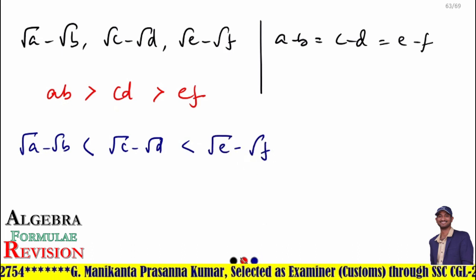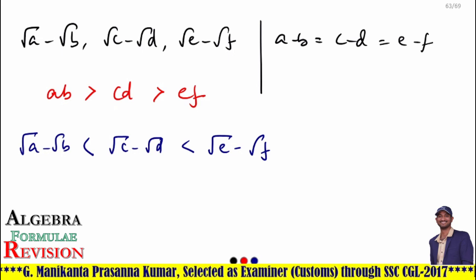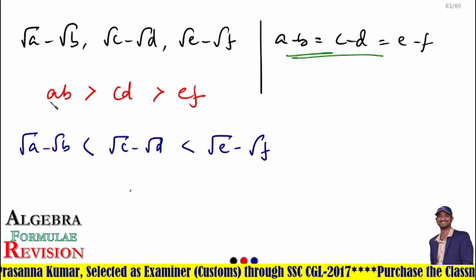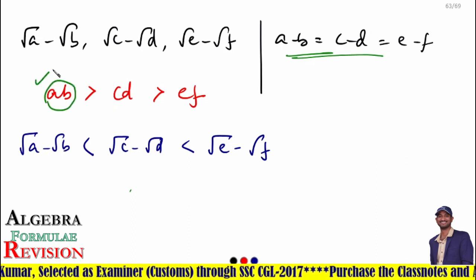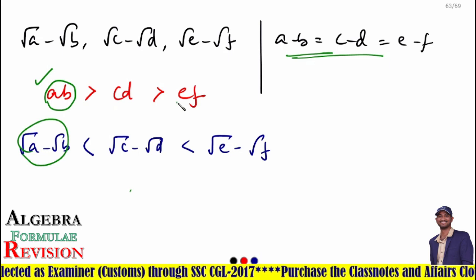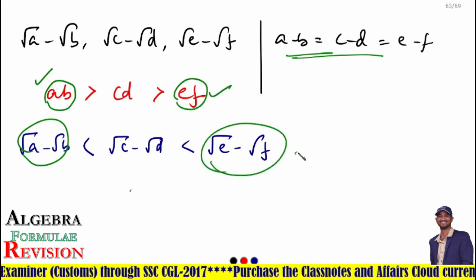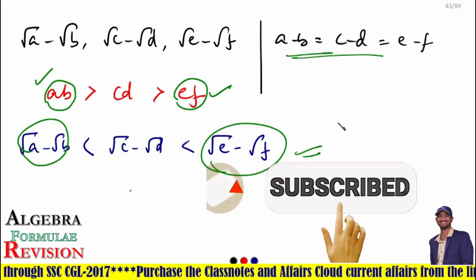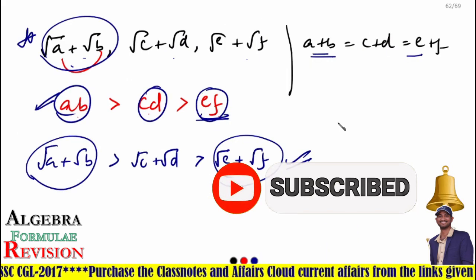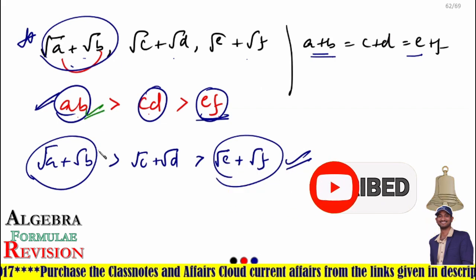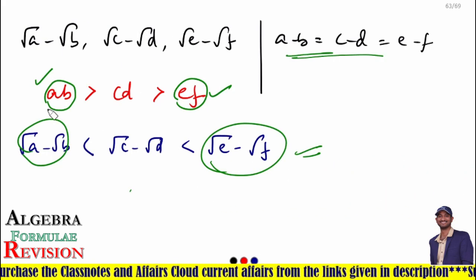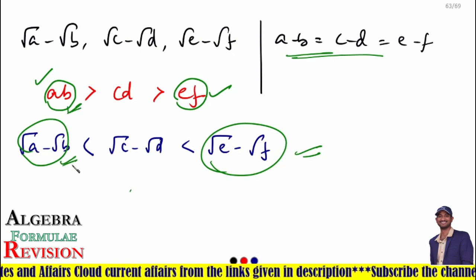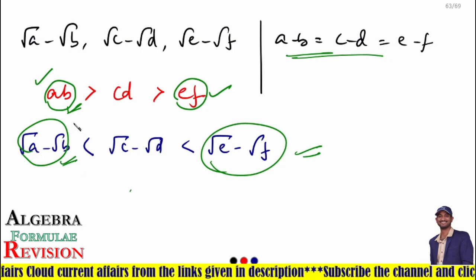What we are observing here: whenever the difference of the surds is given and the difference values are equal, the surd whose product is more is the least surd, and the one whose product is least is the highest surd. So when we have addition of surds, the product which is maximum gives the highest surd. In the subtraction of surds, the product which is maximum gives the least surd. I hope all of you understand this.